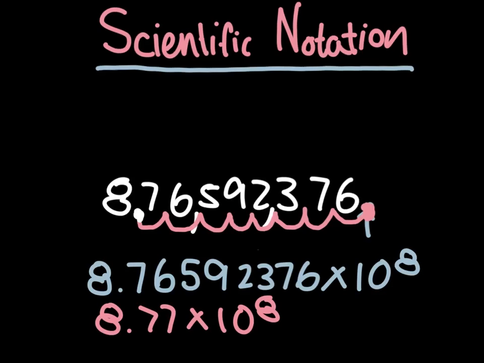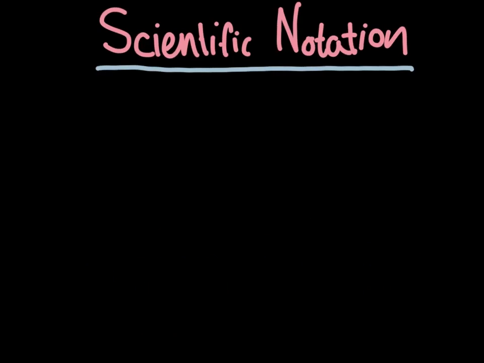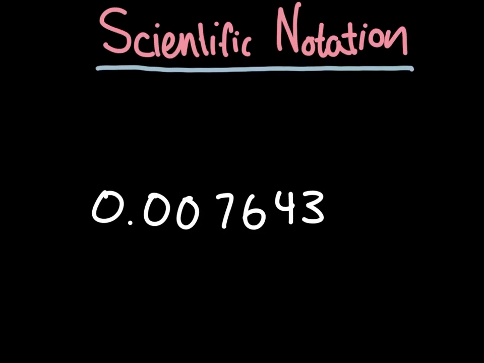Let's try a really small number. Let's say we were to do 0.007643928. Pretty small number, I guess. How would we express this in scientific notation? Well, it's the same principle as last time, but instead of moving from right to left, we're going to go left to right.